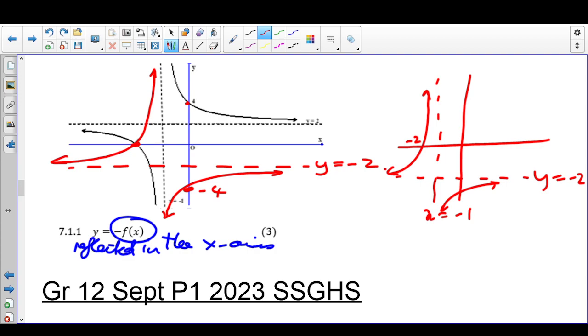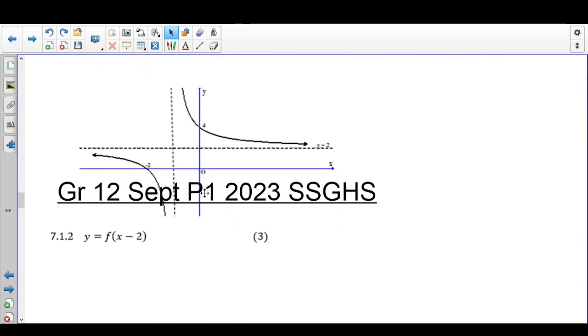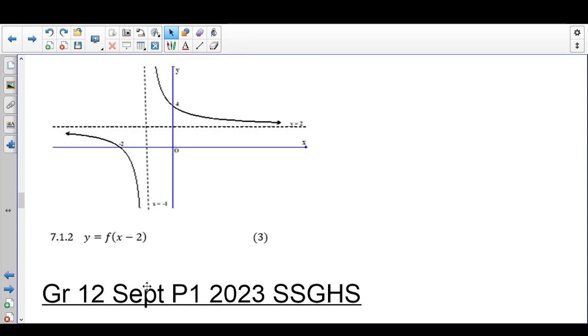That is of course negative 2 and that's negative. Okay, you guys understand? Right, let's go to the next question. The next question says, you got f of x, y is equal to f of x minus 2. What effect does this have on the graph?